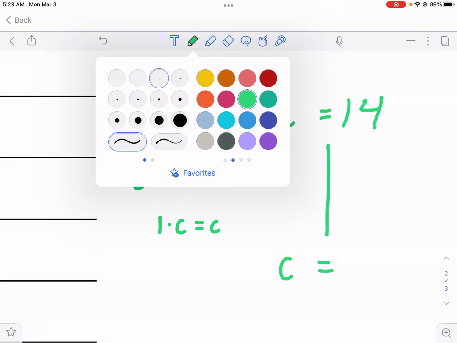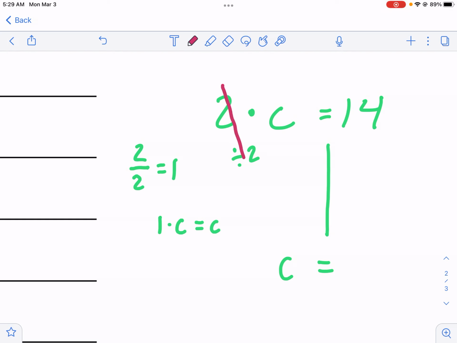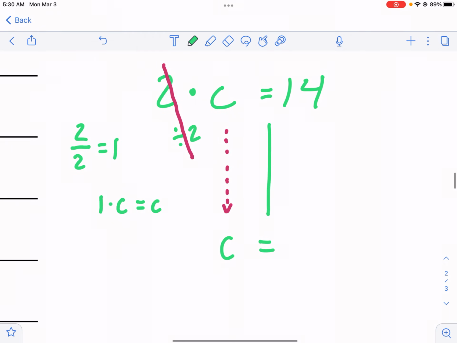Effectively, we got it by itself, even though it doesn't quite look like it. So anytime I do an inverse operation, I'm going to cancel away the thing that I inversed. So in this case, the multiply by 2 got canceled with the divide by 2. And then we just drop down our c, and it stays by itself on the left side of the equal sign. Now, you're probably saying, you imbalanced the equation. You just divided by 2 on the left side. That is correct. So I need to fix that by dividing by 2 on the right side also. So we have 14 divided by 2, and that equals 7.